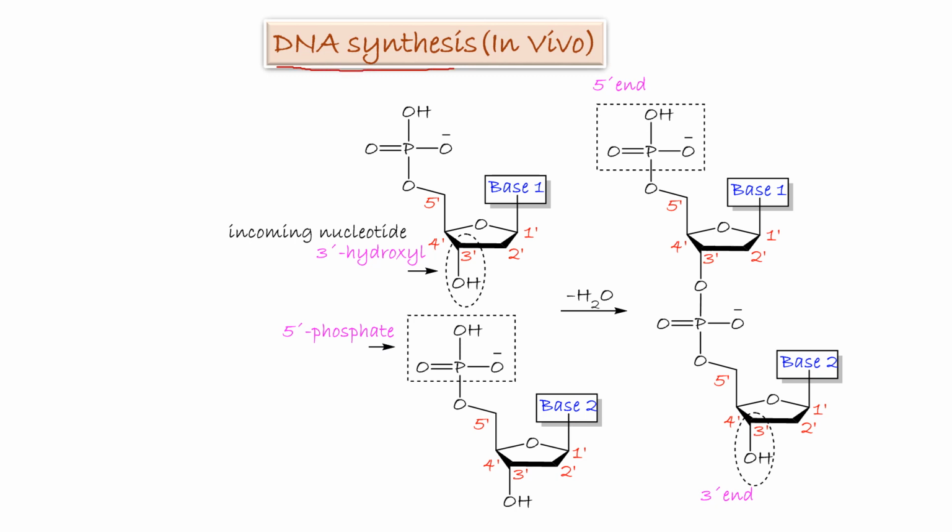DNA synthesis in vivo. In living organisms, replication occurs only in the 5' to 3' direction, as the incoming nucleotide undergoes nucleophilic attack by the 3' hydroxyl group of the growing strand at the alpha phosphorus of the 5' phosphate group.